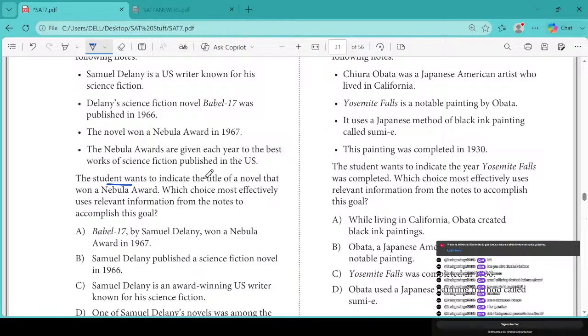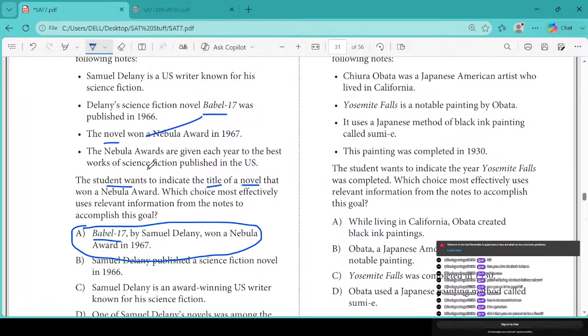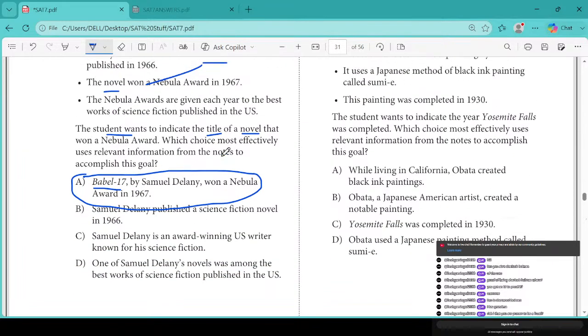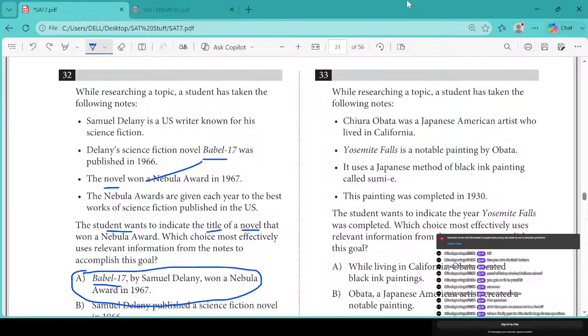The student wants to indicate the title of the novel that won the Nebula Award. Here, this is the title. The answer is A. Look no further. Wait, hold on. Let's just check. Yep, the information is correct. Normally, the information would be correct. However, sometimes the information is not correct. So you have to recheck. Don't be too hasty.